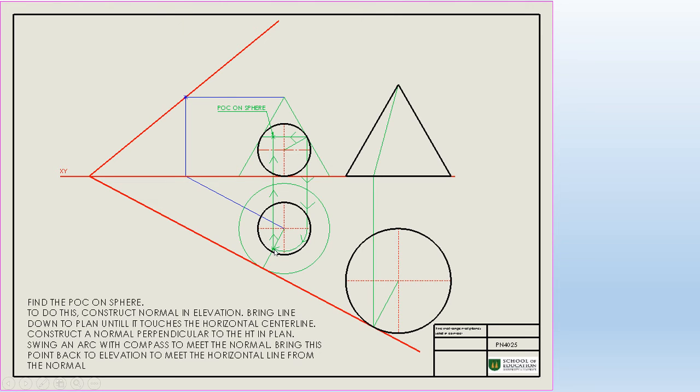Now for the final step in this question, to locate the point of contact in elevation. What we do then is extend a vertical line up from the point of intersection in the plan view through the cone in elevation. Construct a horizontal from the point of contact between the tangent to the sphere and the normal. Where the line intersects the vertical line will be the point of contact in elevation.